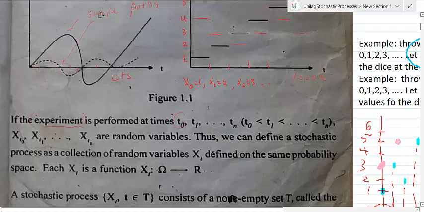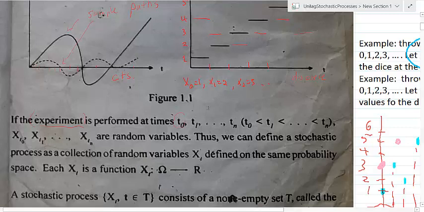Each time corresponds to a different random variable, and we can define a stochastic process as a collection of random variables x sub t defined in the same probability space. As I mentioned, probability space you can think of as the interval from 0 to 1, where a number from that interval is chosen randomly, and we associate points on the interval from 0 to 1 with different outcomes. And I gave an example last time of that.